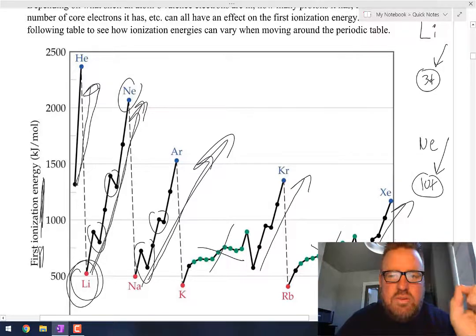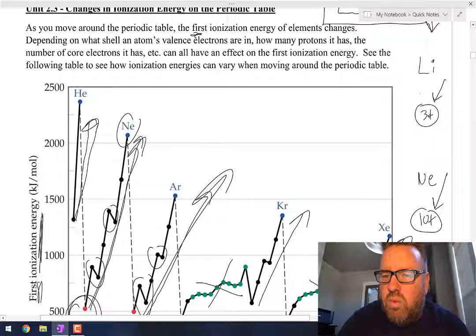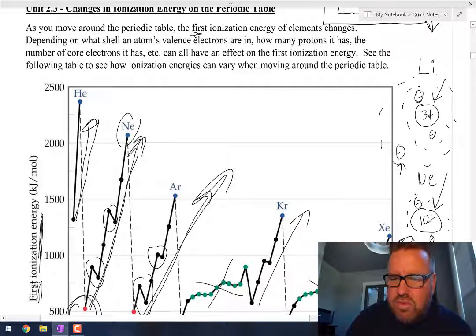Now you'll notice that lithium's electron configuration is 1s2, so there are our 1s2 electrons, and then 2s1, so it has one electron in that second shell. Neon is 1s2, so there's our first shell, and here's our second shell. Then neon has 2s2 and also 2p6. They're all in the second shell.